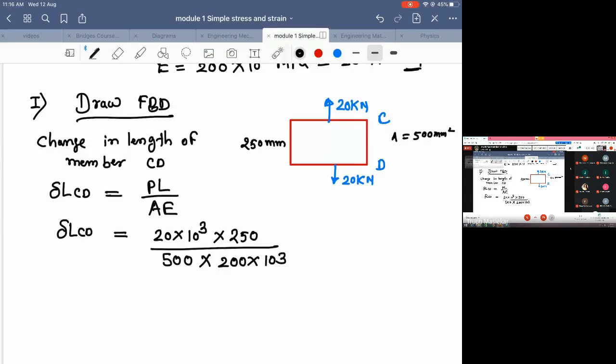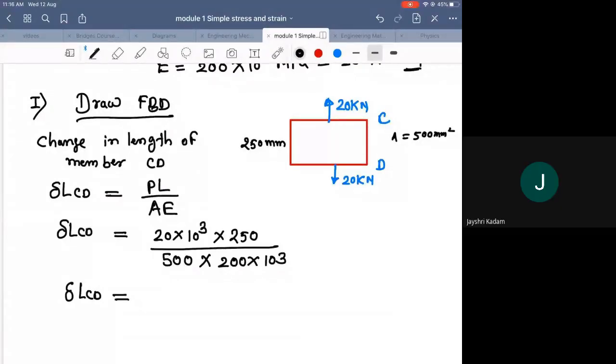I drew the free body diagram of CD and I have calculated this. Has anybody calculated the answer, or shall I write delta L for CD? How much is it? 0.05. Yes, correct. 0.05 mm. Therefore, I calculated delta L for CD as 0.05 mm, the change in length for member CD.